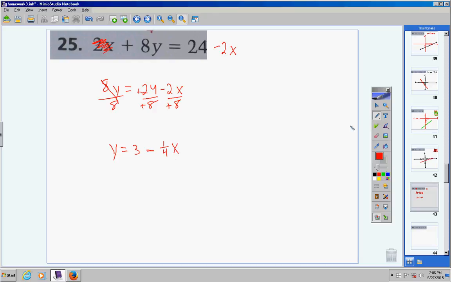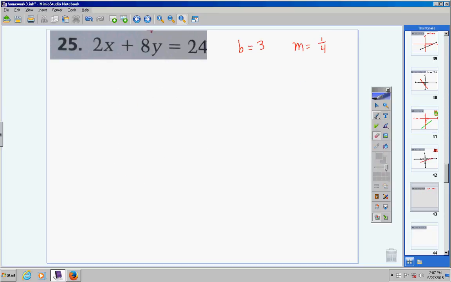Pretty simple. Step 2 is to write out your slope and your y-intercept. For example, y is all by itself. What number is all by itself? Which number is the constant term? 3. So 3 is your y-intercept. Which number is right next to the x, right beside the x? Negative 1/4. That's going to be your slope. So far, step 1 is get y by itself. Step 2, write out your slope and y-intercept. And now we're ready to graph the equation.